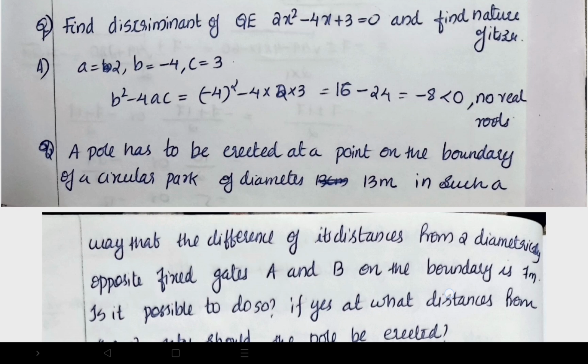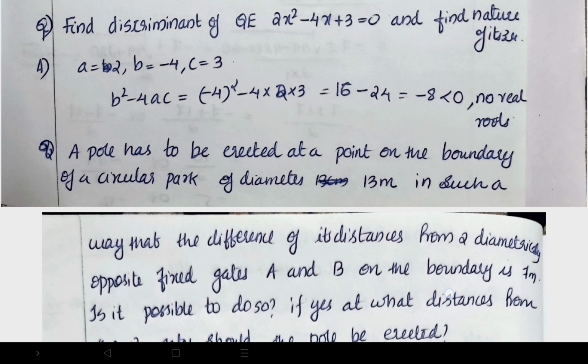We have extracted a, b and c from the equation. Now b square minus 4ac can be applied directly. Then minus 4 the whole square minus 4 into 2 into 3. The answer is minus 8, which is less than 0. That means there are no real roots. Now we have a question.